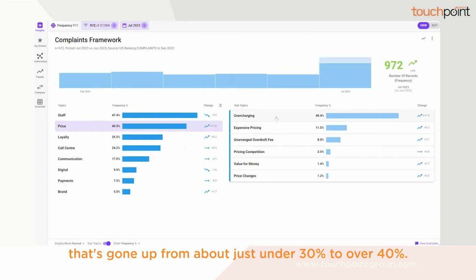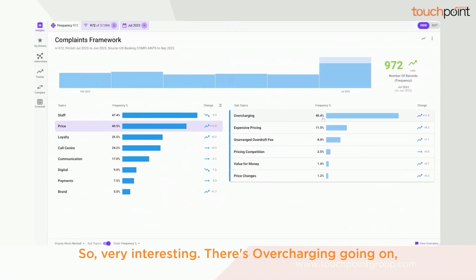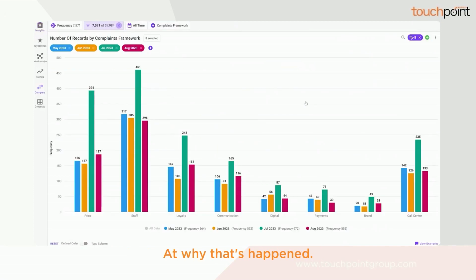That's gone up from just under 30 to over 40. So very interesting. There's overcharging going on for those customers in Bank of America. There's things around expensive pricing as well, but that's the major thing we can see. Let's move forward and have a look at why that's happened.